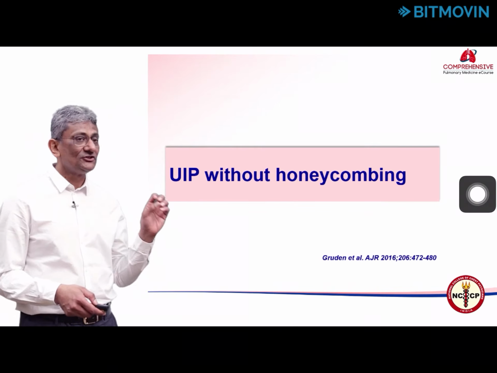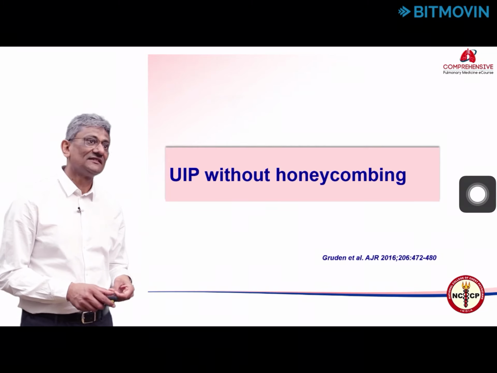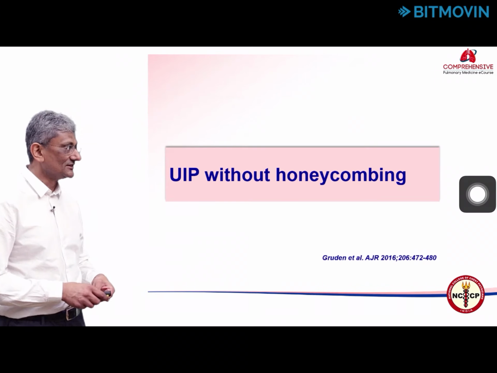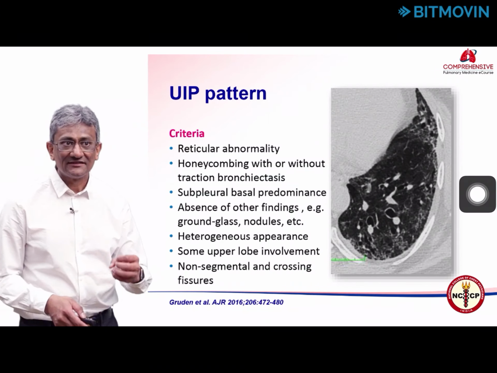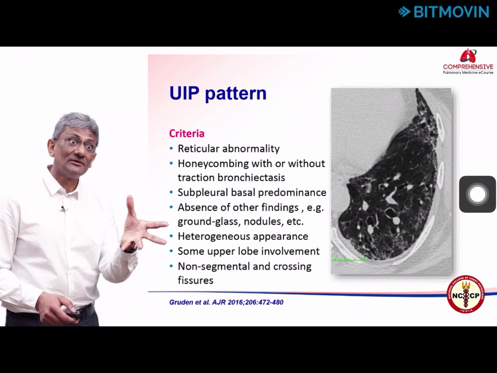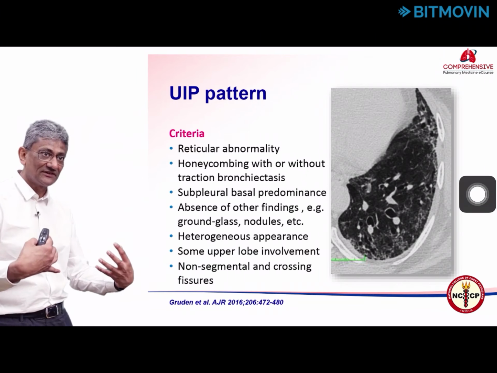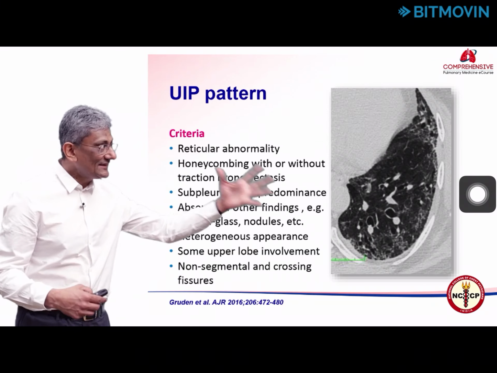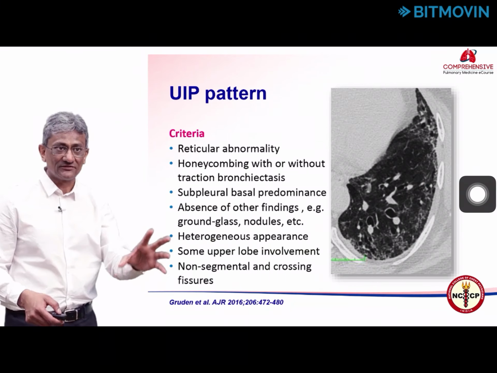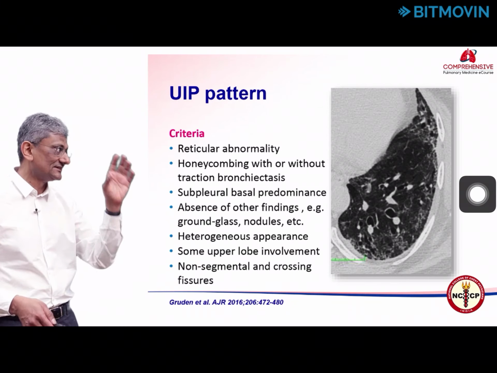The first is the UIP without honeycombing that Gruden and his colleagues have been describing since 2012, but you have the seminal paper that came out earlier this year. And what it has is traction bronchiectasis, which is our marker of a fibrosing ILD, because it stands to reason that if there is fibrosis, there will be traction bronchiectasis. Everything else that we have in a UIP pattern, the only thing missing is honeycombing. So, we have traction bronchiectasis, we have a reticular abnormality, subpleural basal predominance, and nothing else.